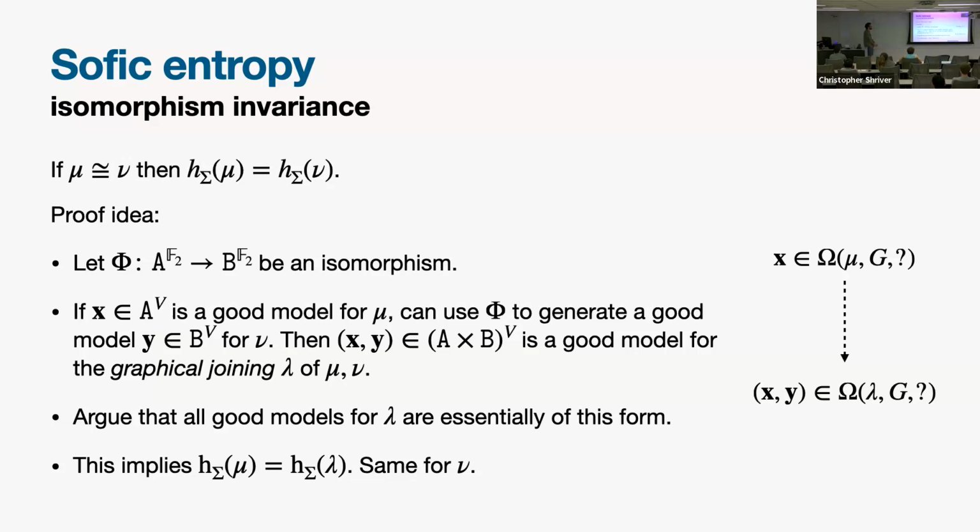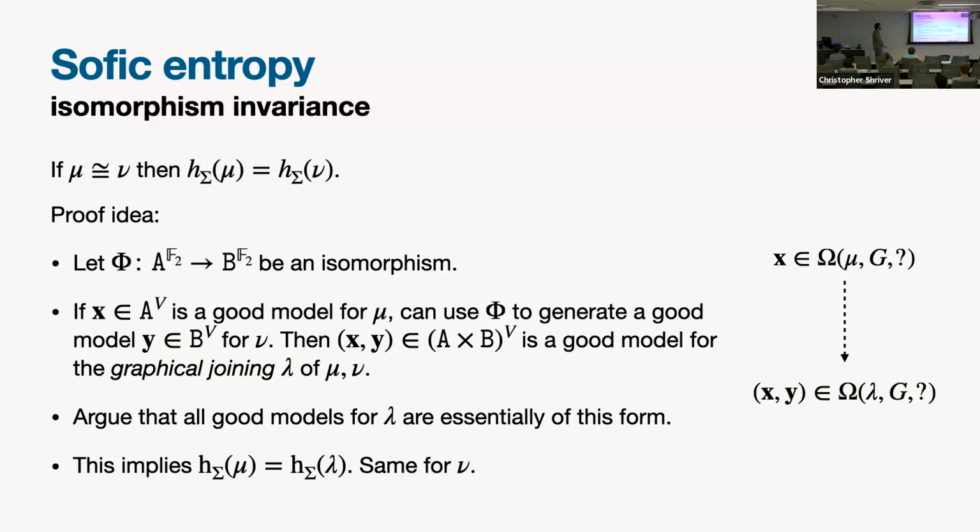So in the infinite setting, this can generate that. It's intuitive that you should probably be able to do the same thing in the finite setting. If you have something that looks like a good model for mu, you should be able to generate something that looks like a good model for nu. Okay, and then what you get if you pair these together is a good model for something that's called the graphical joining over this, which is not phi of the pair. And the trick is to show that first X has the same entropy as this graphical joining, and then by symmetry, so does Y.